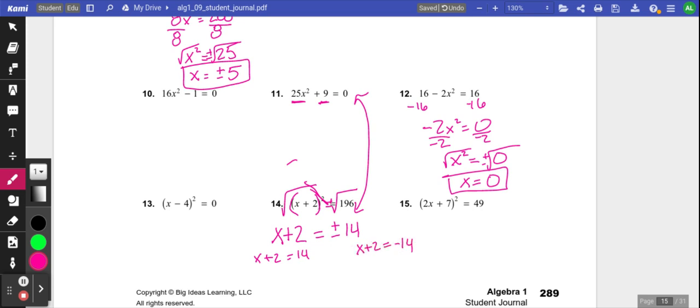So people might like to do it slightly differently. Some people just keep the plus and minus till the very end. I think it's easier to understand if I say, okay, I've got 2 equations. One's equal to positive 14. One is equal to negative 14. Okay, so I just have one little step. I want to get rid of this 2. So I get my final answers. I get x is equal to 12. And x is equal, I'm going to subtract, so I've got x is equal to negative 16.